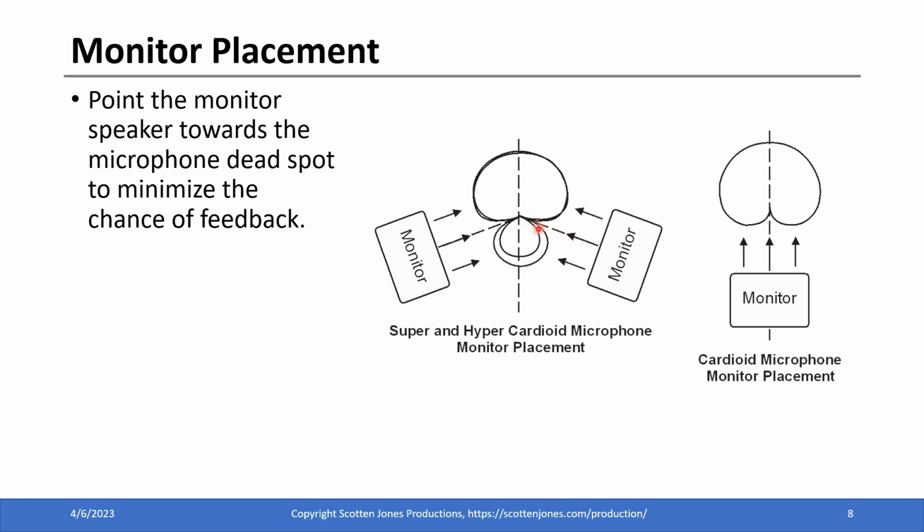Now, the interesting thing about this is this monitor is sort of shooting at the performer's face. These monitors are shooting at the side of the performer's head, which is where your ears are. This is actually a little bit better configuration in terms of being able to hear. So you put them off to the sides like this. It's the dead spots of these supercardioid mics, and the performer can hear themselves a little bit better because it's aimed at their ear.